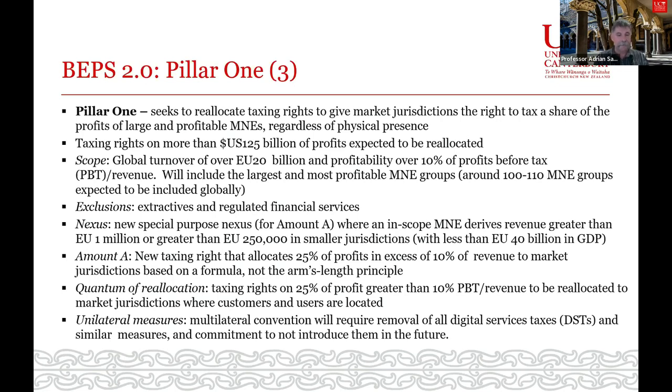Now, a number of jurisdictions have proposed or have in place unilateral measures where they've tried to basically have some type of substitute for this. And there's going to be a multilateral convention developed under BEPS 2.0, and that will require all jurisdictions to remove anything equivalent to a digital services tax or DST. And they will have to give a commitment not to introduce these taxes in the future. So for those countries that do have a DST, not only are they going to have to commit to this, but they're going to have to look at how they are going to be placed in terms of their likely revenue under Pillar 1 versus a DST that they might have in place.